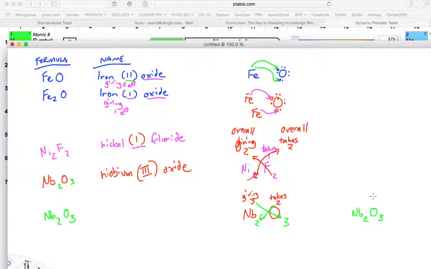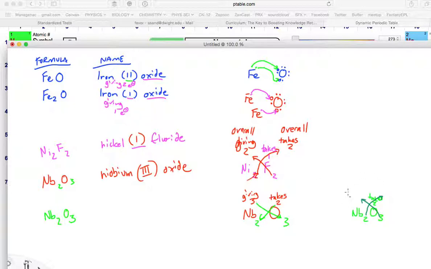Nb2O3. We know that normally oxygen takes 2. We don't know how much the niobium gives, because we don't know what its name is yet. We don't know how much it's going to be taking. How can we figure this one out? Well, let's try a reverse crisscross applesauce.